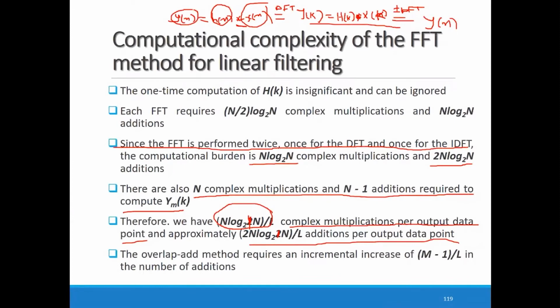So the overlap add method requires an incremental increase of m minus 1 divided by L, because every time we are adding m minus 1 additional zeros. Sorry, in total m minus 1 additional zeros we are adding, and again it is divided by the total number of data points. So m minus 1 divided by L in the number of additions. This is the additional cost when we are using the overlap add method.